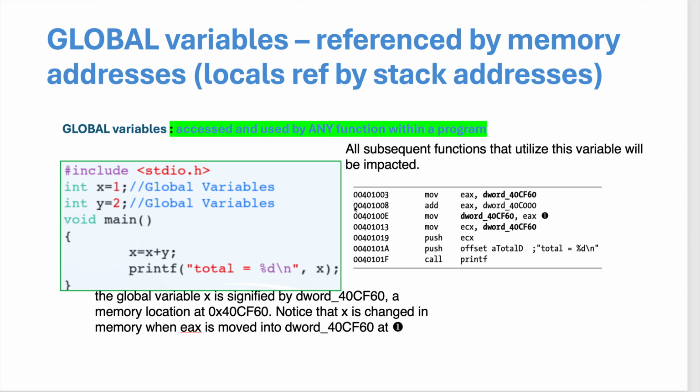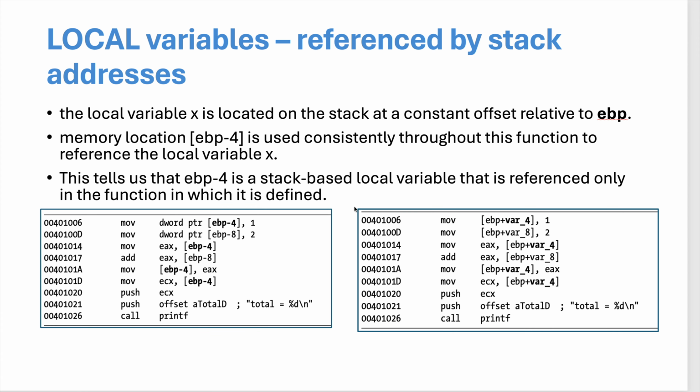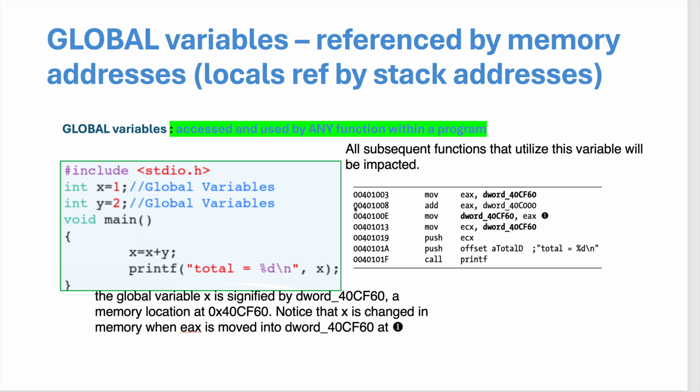Now let's take a look at the difference between global variables and local variables. With global variables, like I said, a global variable can be accessed by any function within a program. Let's take a look at how assembly is affected. The global variable x is signified by this word dword, and then here is some place in memory, 40CF60.